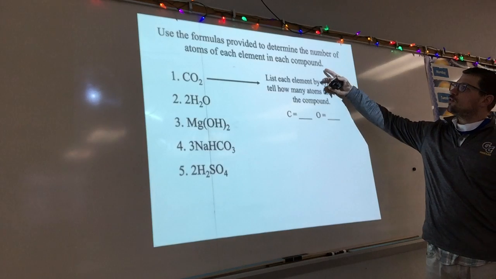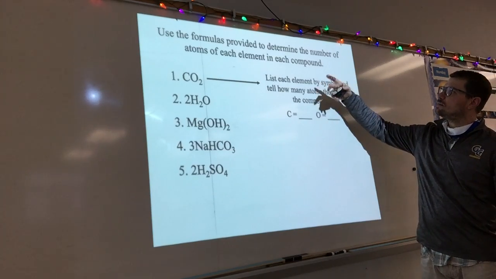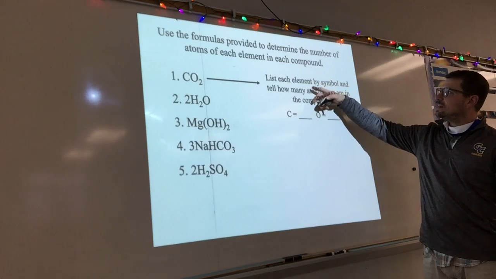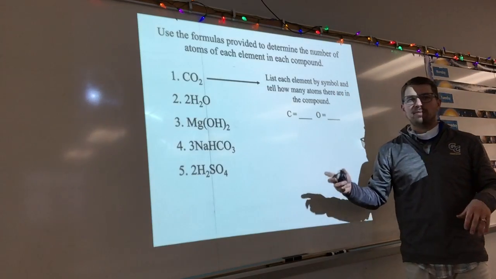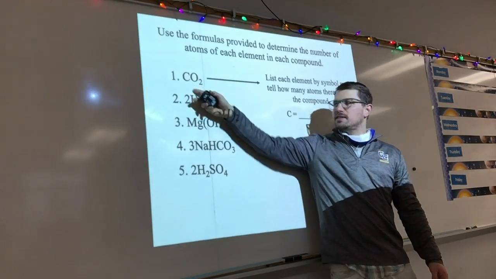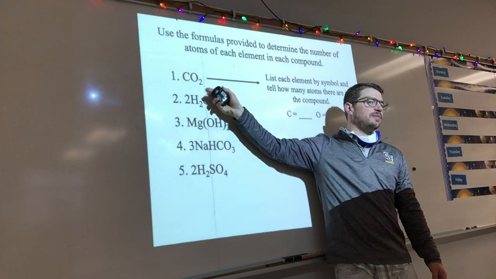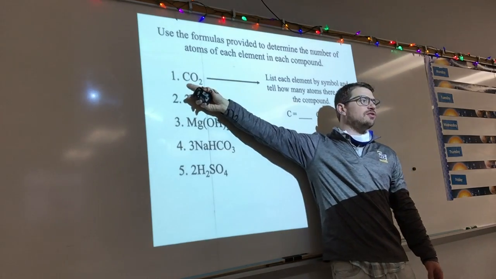So this says use the formulas provided to determine the number of atoms of each element in each compound. List each element by symbol and then tell me how many atoms are in the compound. So if you look at this, we got CO2, which is carbon dioxide.